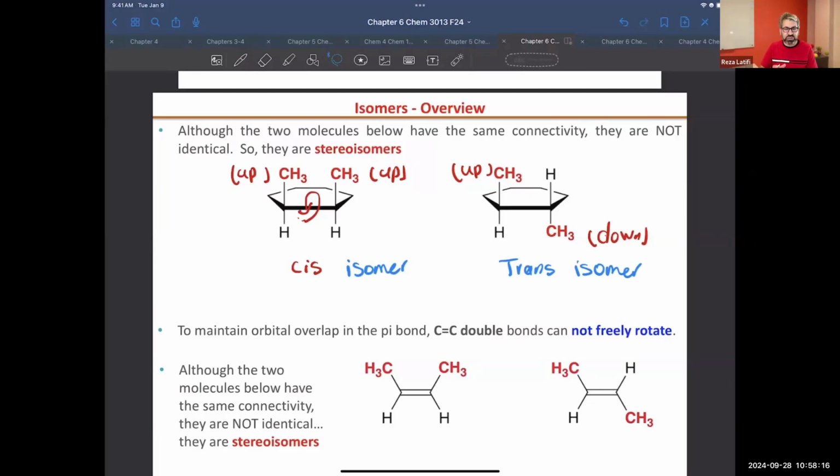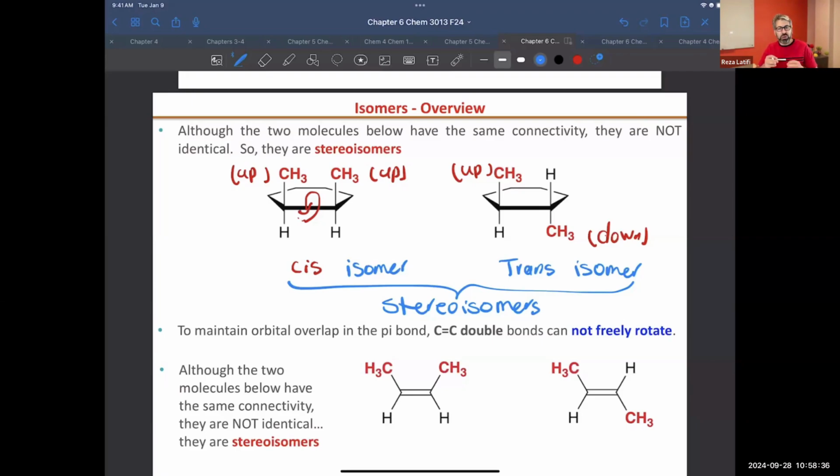What's the relationship between cis and trans? We say these two are stereoisomers. What does it mean? It means they have exactly the same chemical formula and the same connectivity. The only difference between them is the way they are oriented in space. In one of them, the two methyls point in the same direction, and in the other they are opposite. So the direction is different.